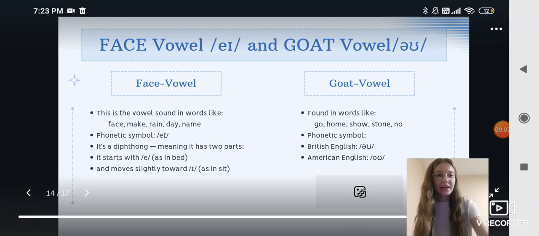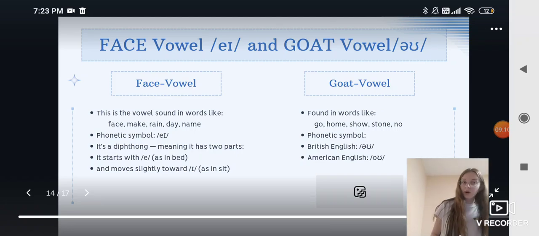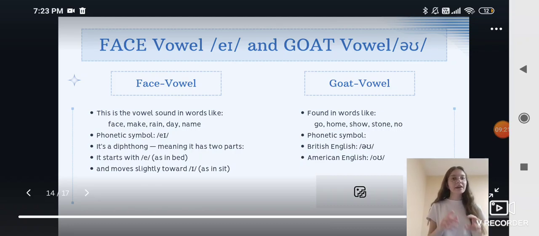And on our next page, we have the face vowel and the goat vowel. These are our last vowels. The face vowel is the sound in words like face, make, rain, day, and name. It's a diphthong, meaning it has two parts. It starts with a as in bed and moves slightly toward e as in sit. Again, the other diphthong vowel is the goat vowel. It's found in words like go, home, show, stone, and no.